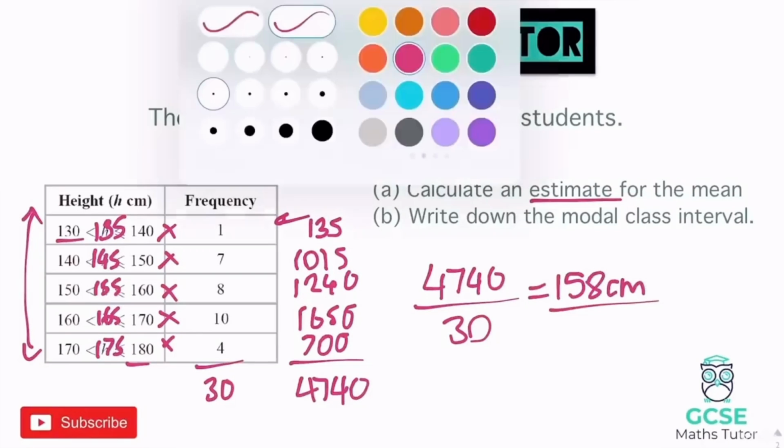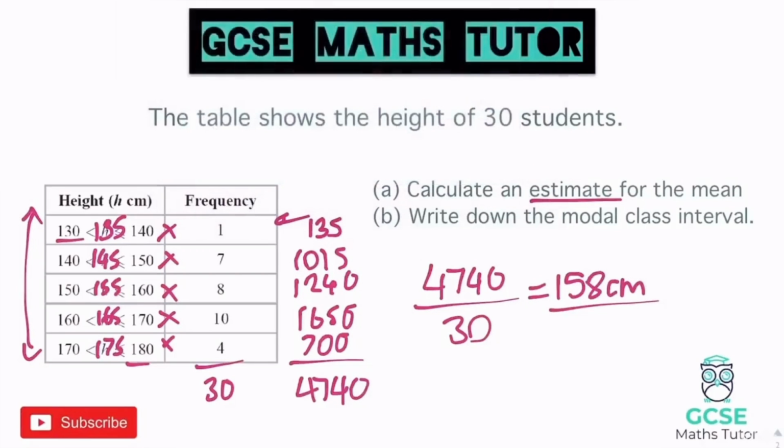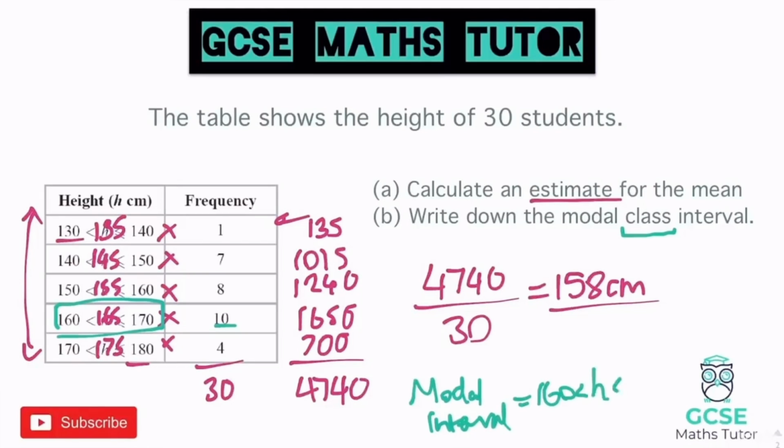Now the next bit says write down the modal class interval. Now the word class just means group, so it's the modal group, which group is the most common, and that's here with these 10 people. So all I have to do is, and I've written over the top of it now, but all I have to do is write this group down here. So the modal interval is that exact thing there, and I just write it down word for word, 160 to, what was in the middle, h in this instance, to 170. And that would be my modal class interval just there.